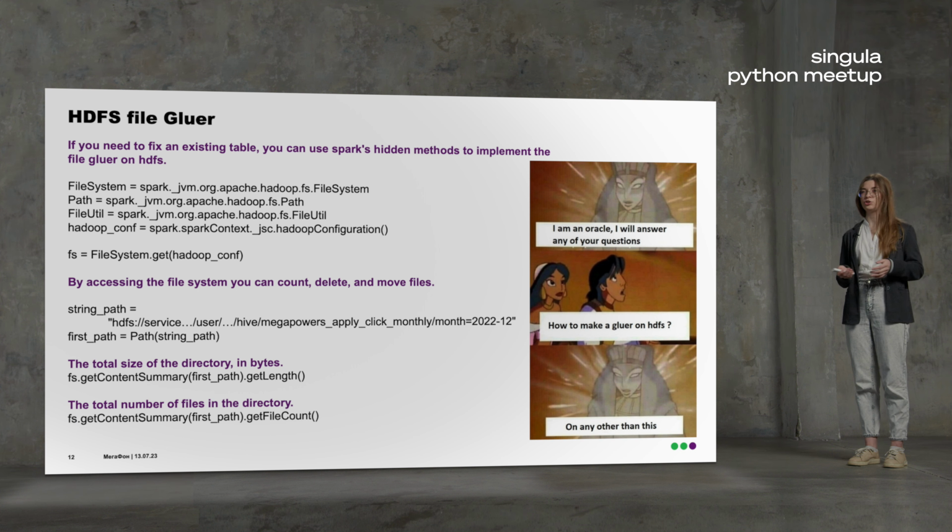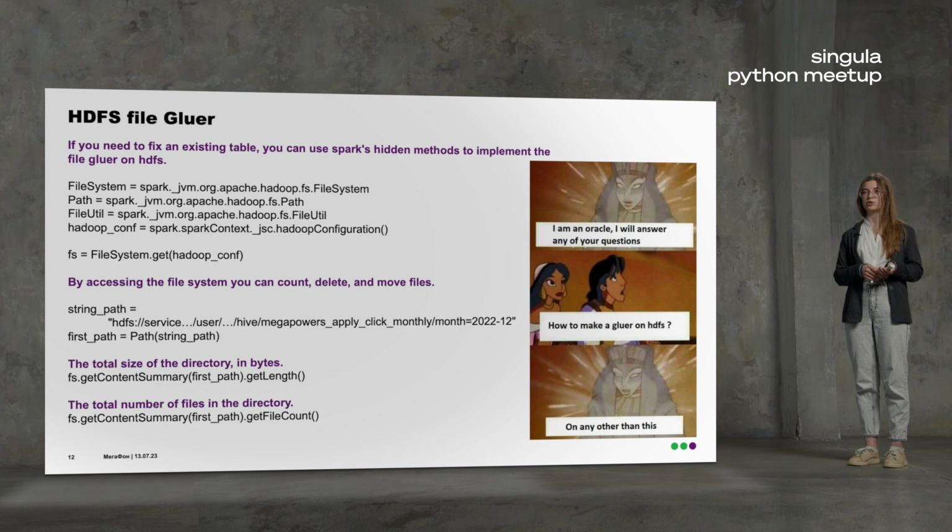But it is quite possible that you need to correct an existing table and it is not enough just to change the saving method. In this case, you can use Spark hidden methods to implement the file gluer on HDFS. And it may seem like a simple task, but it is not true if you don't know that you need to look for hidden methods. By accessing the file system, you can count, delete, and move files. For example, view the total size of the directory in bytes, or get the total number of files in directory.